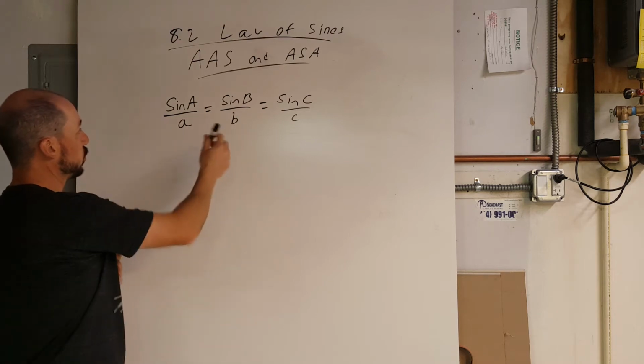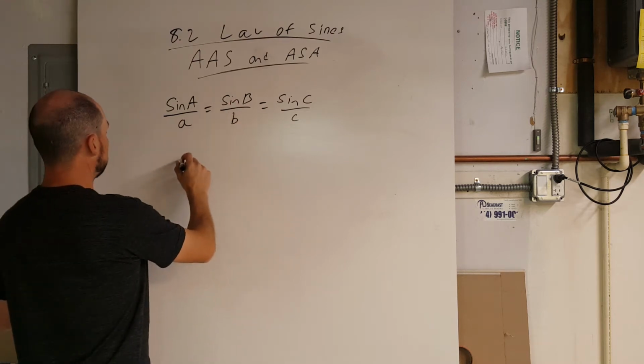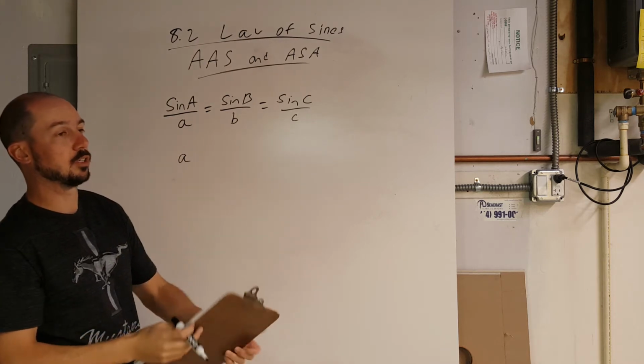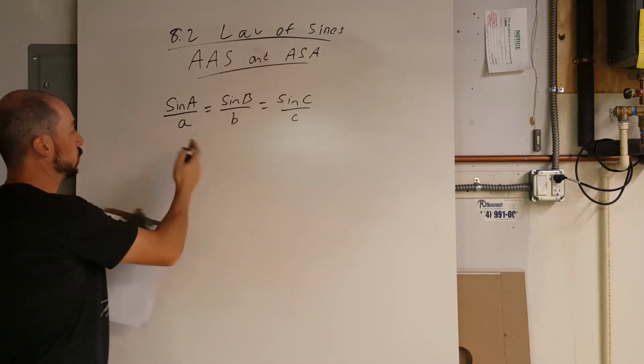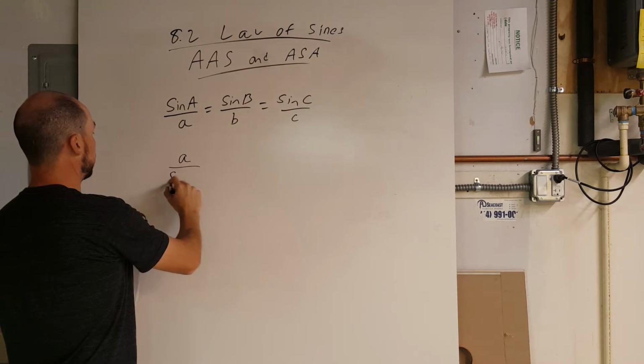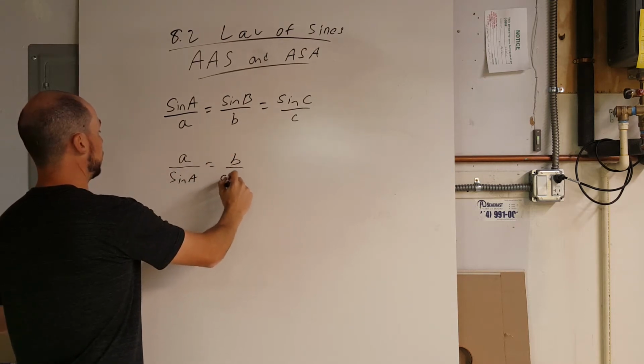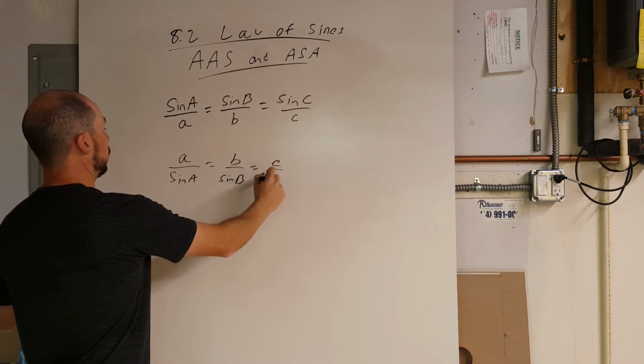Also, these are proportions, means you can flip them. So depending on what your variable is and what your unknown is, you might want to switch these. So you can also have A over sine A equals B over sine B equals C over sine C.